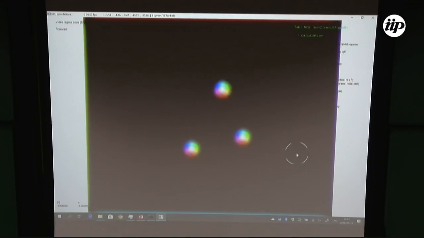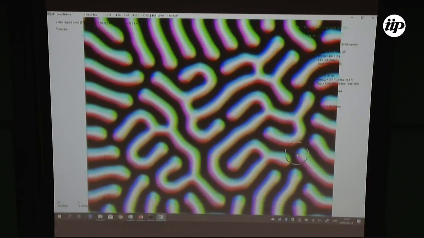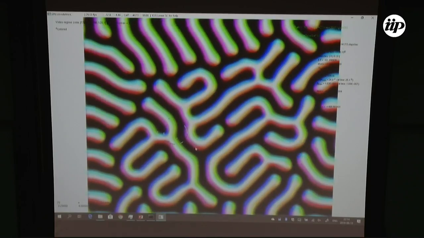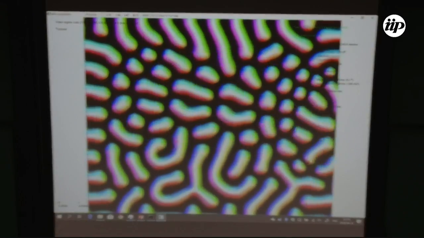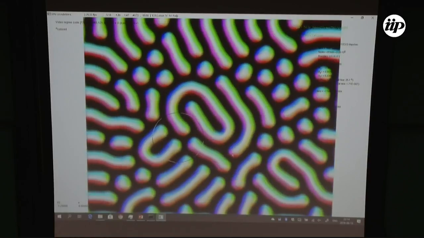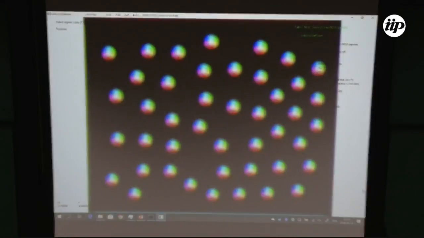So for example, I can reduce the external magnetic field. Yeah, and what is this? It is elliptic instability. So everything is spread out. Okay, what else? Let me create a bigger amount of skyrmions. Yeah, and increase the magnetic field again.